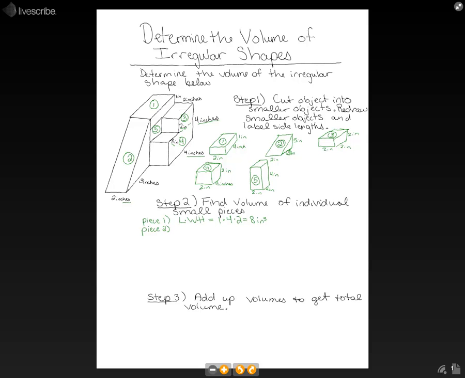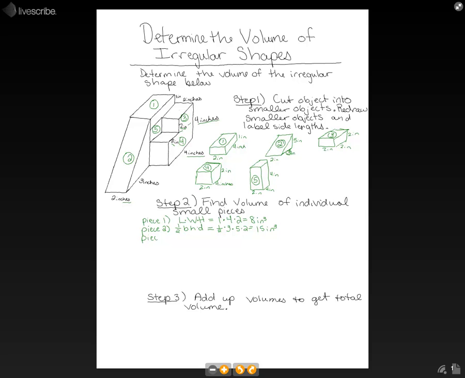Looking at piece 2, we have our triangle. So that's going to be 1/2 of our base times our height, and then we have our depth. Now, the difficult thing about this is we have to remember that our base is the triangle portion, and our depth in that's going to be our 2 inches. So, when we do that math, we'll have 1/2 times 3 times 5 times 2. We do that math, we're going to get 15 inches cubed.